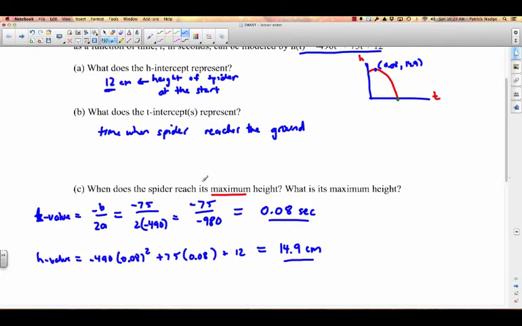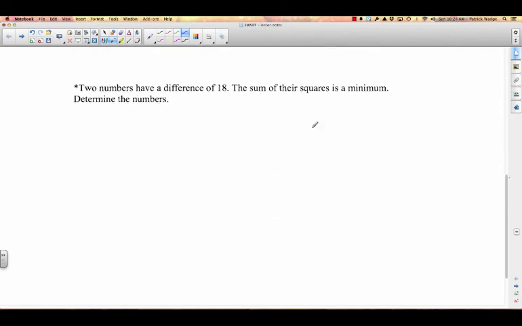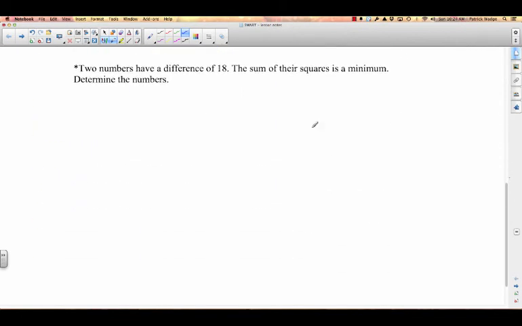Alright, that one was nice because they give you the actual equation. But for most of these, they won't give you the equation. So let's try one without the equation. 2 numbers have a difference of 18. The sum of their squares is a minimum. Determine the numbers. Alright, well, what are we trying to find here? We're trying to find a first number, and we're trying to find a second number. We don't know either one of them.